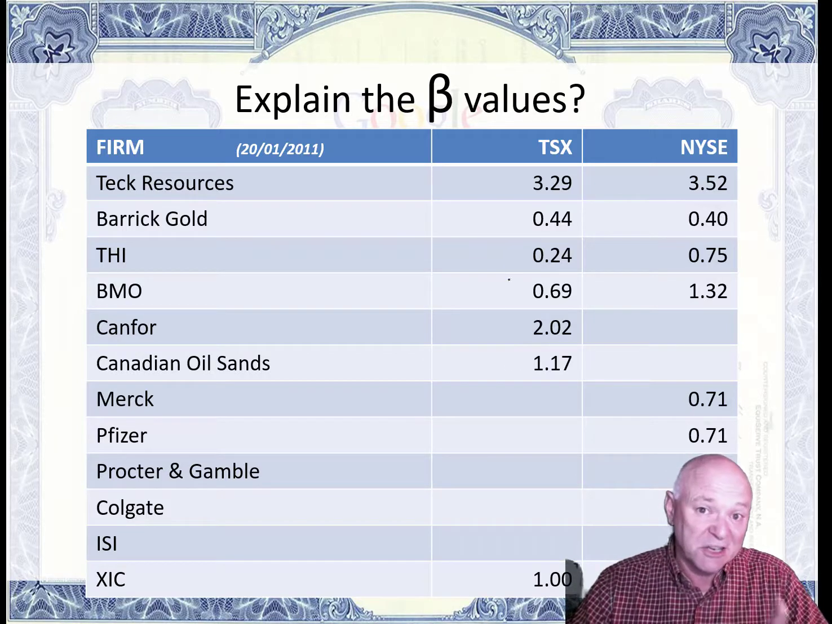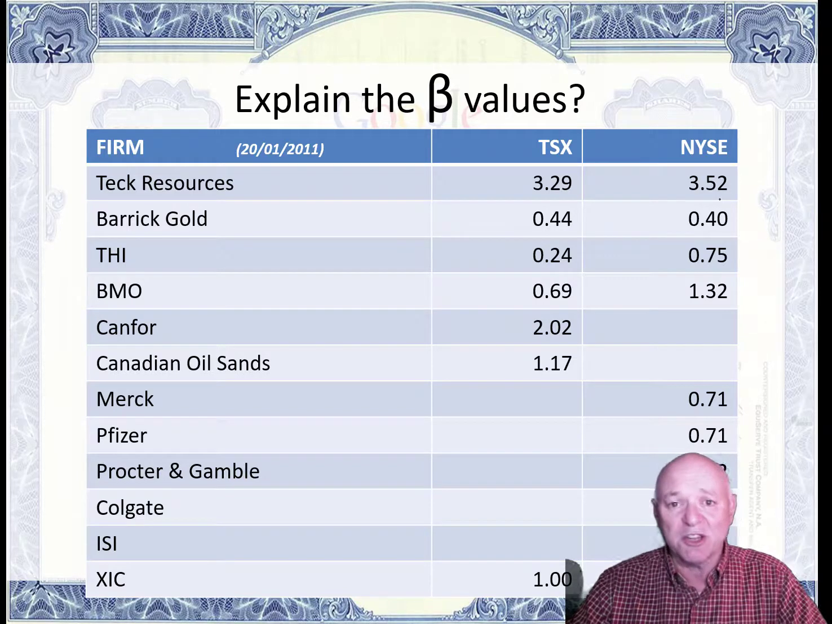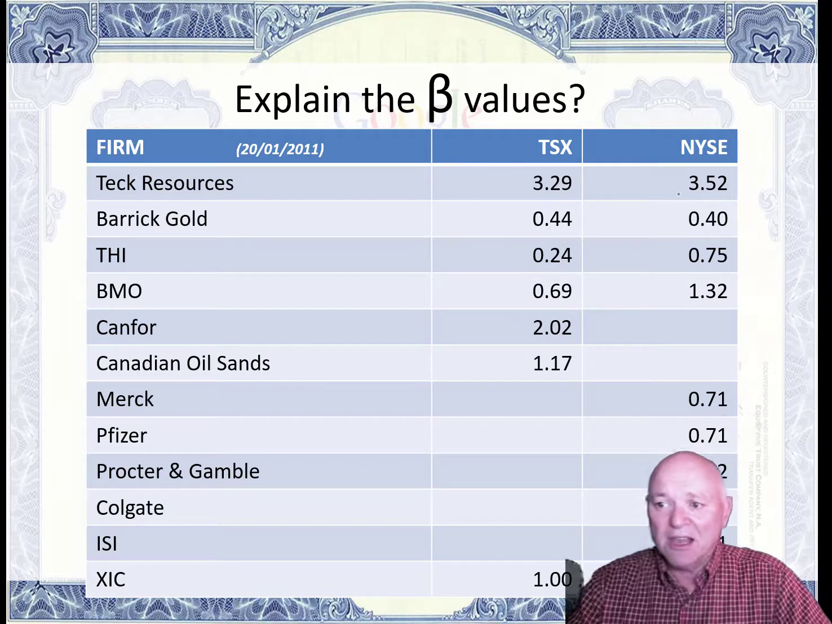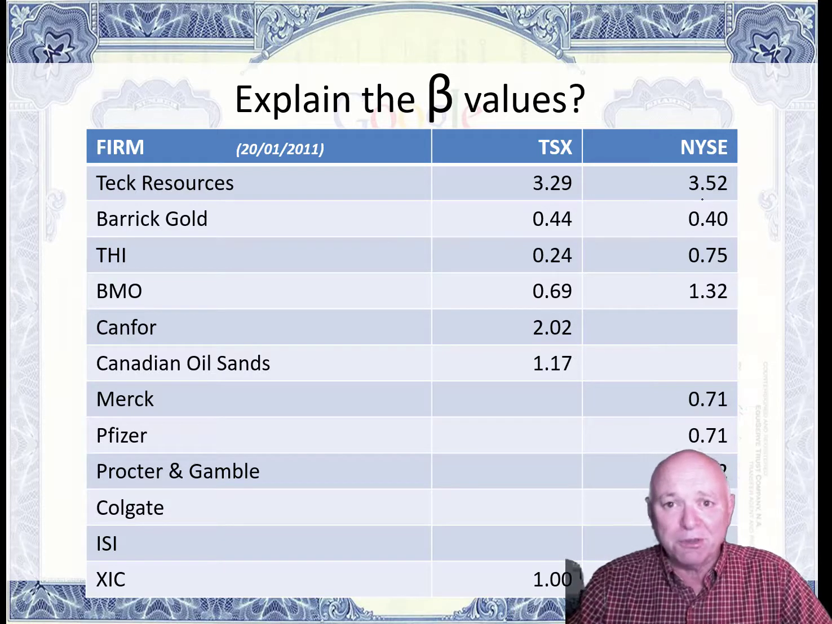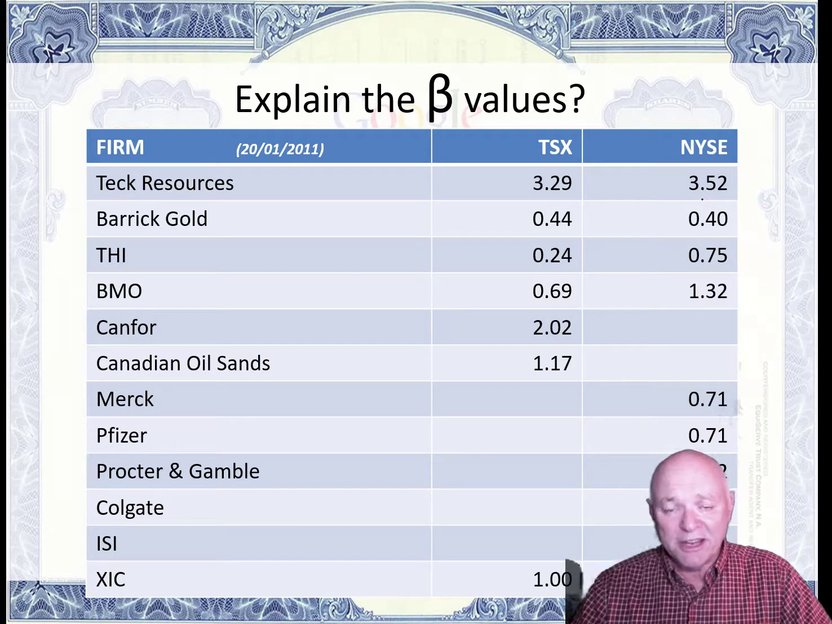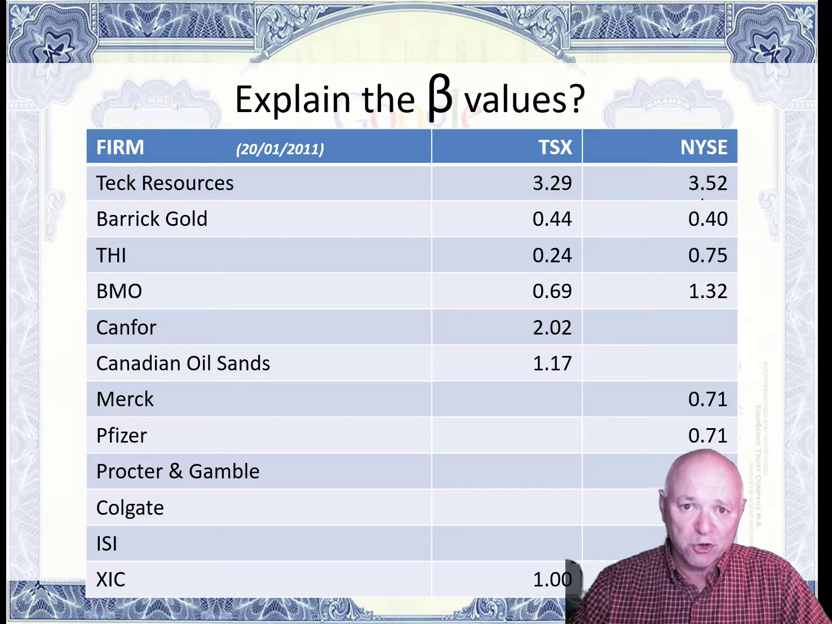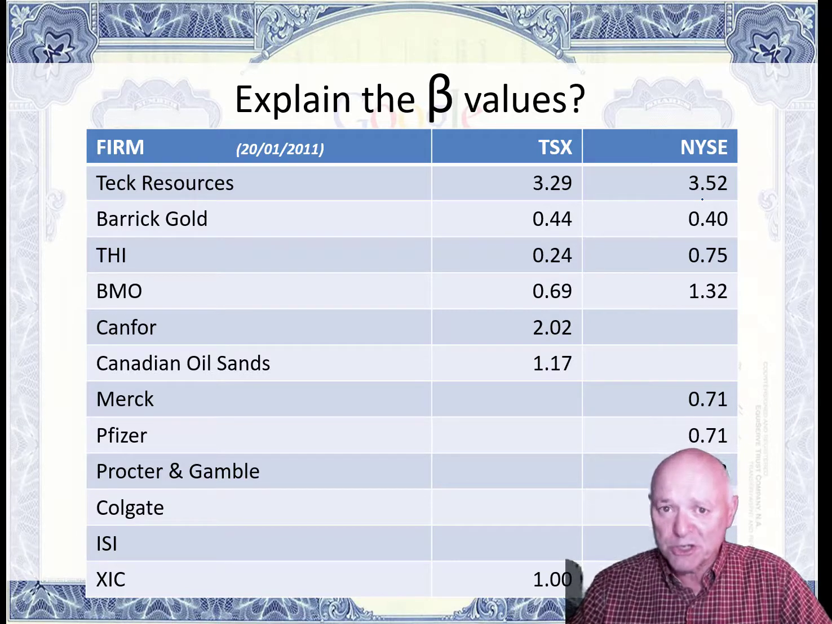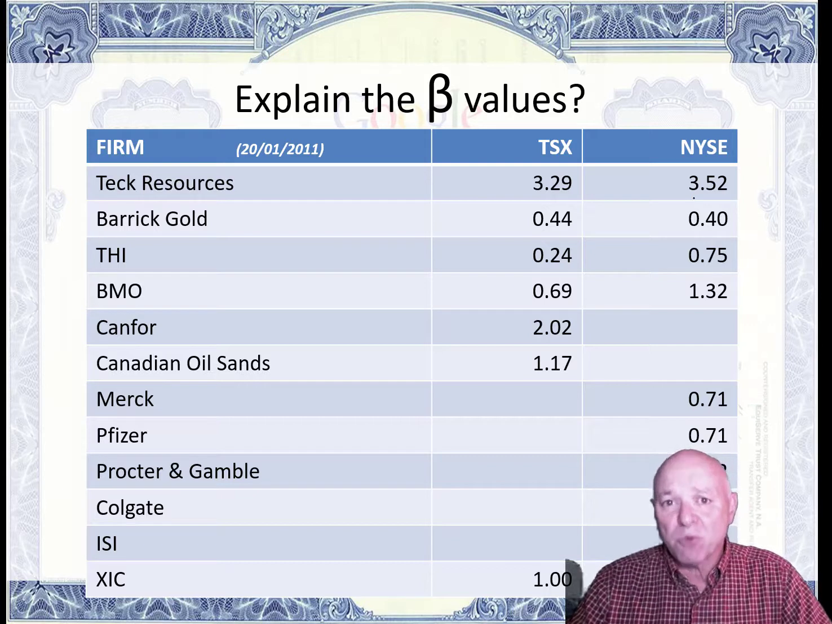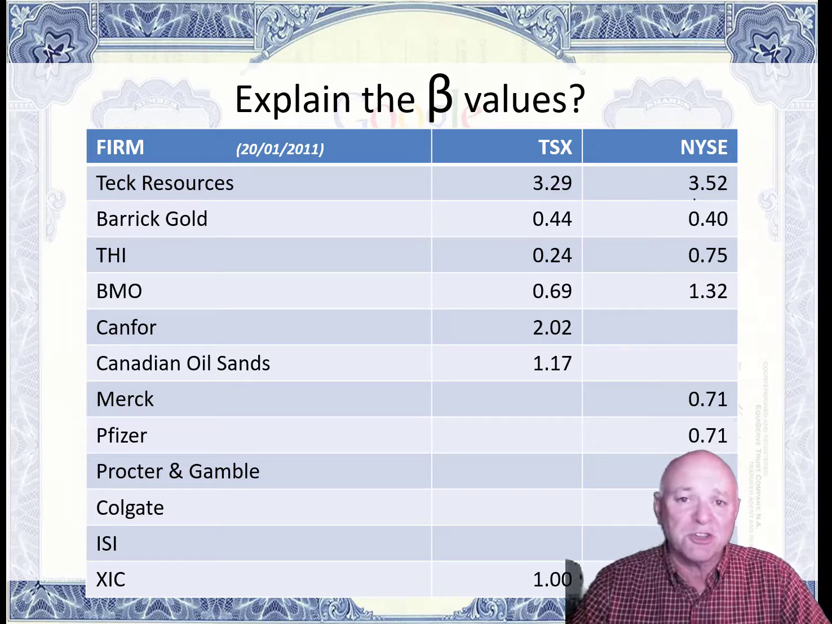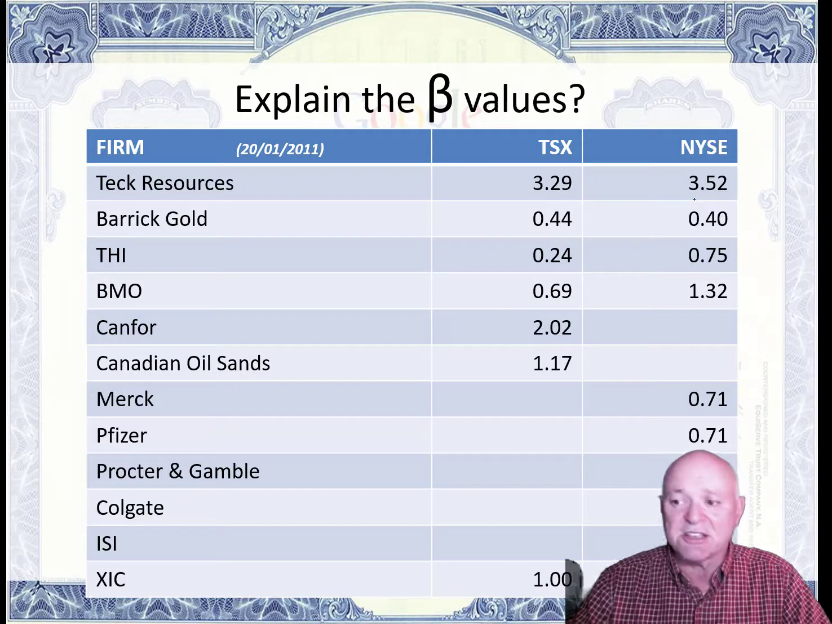Now, you can see some of these companies also have a listing on the New York Stock Exchange, and the numbers are similar but a little bit different. For example, Teck Resources, when they're playing on the Toronto market, they're among other resource producers. There are a lot fewer resource producers on the New York Stock Exchange. They're much more focused on industrial companies there. So Teck looks even more volatile relative to the New York Stock Exchange than it does to the TSX.